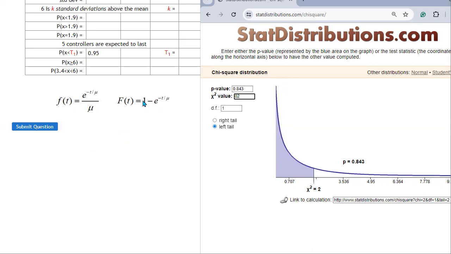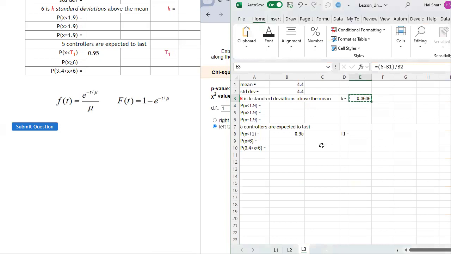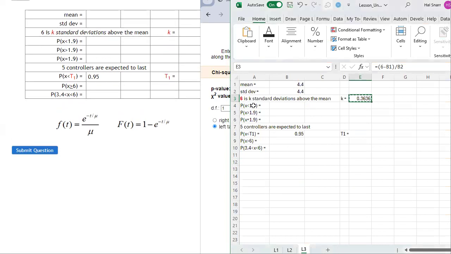To do this for a normal distribution, we did equal norm dot dist. Well, we're not going to use norm dot dist. We're going to use this. So you can think of this as expo dot dist. Okay, so the first thing we have to do is calculate the probability that x is less than 1.9. So out here I'm going to type x1 equal 1.9. Let me change these to yellow boxes, these are going to be our answers, right?